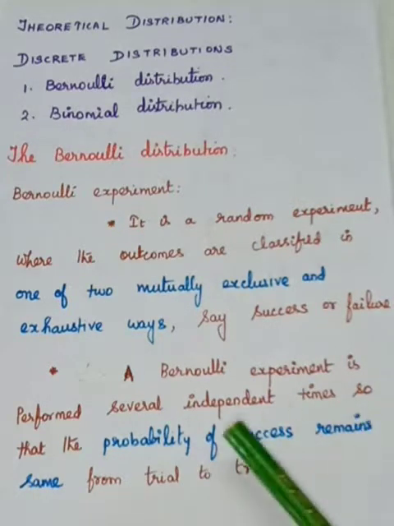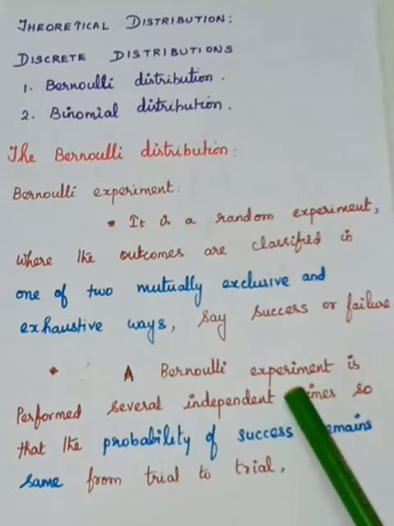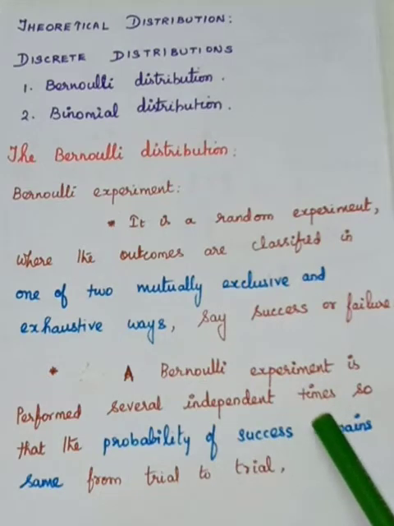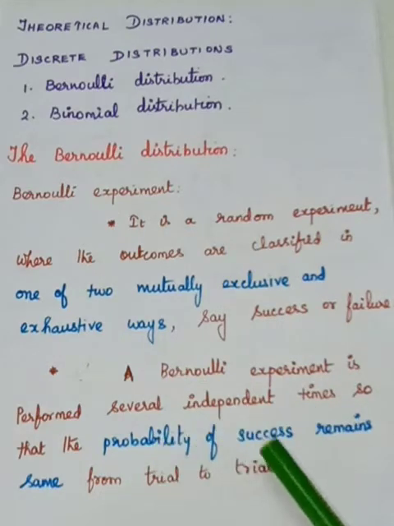Okay, coming to the second point, a Bernoulli experiment is performed several independent times so that the probability of success remains same from trial to trial. You see now, the Bernoulli experiment can be repeated several independent times, but the probability of success remains same in each trial.